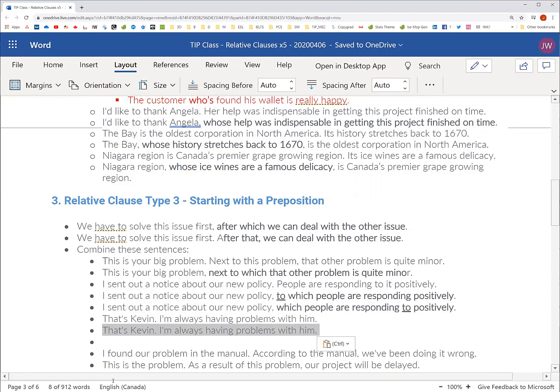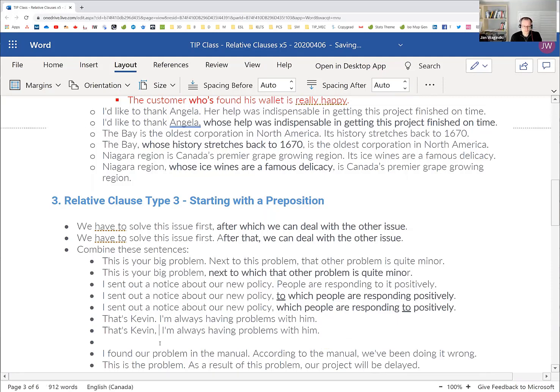So I think we remove that. Like we make it Kevin, then comma. No, you have to keep Kevin. Kevin, which I'm always having problems with him. No. In these examples, we're starting with the preposition.